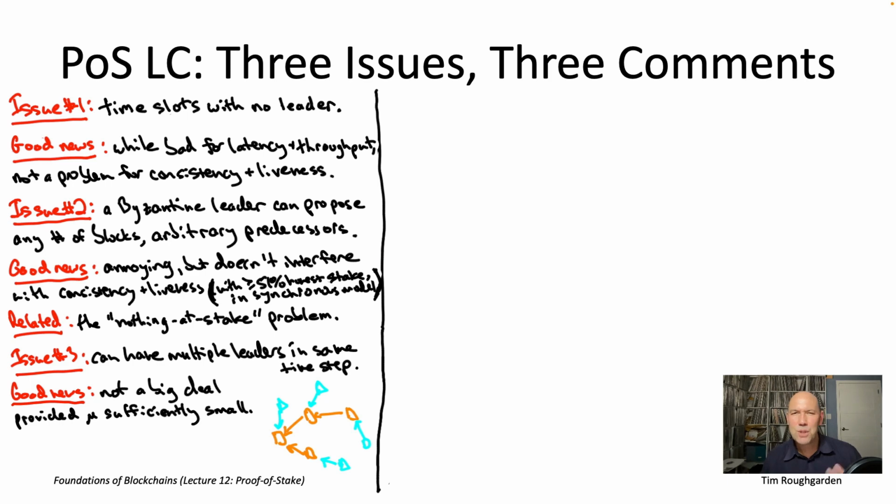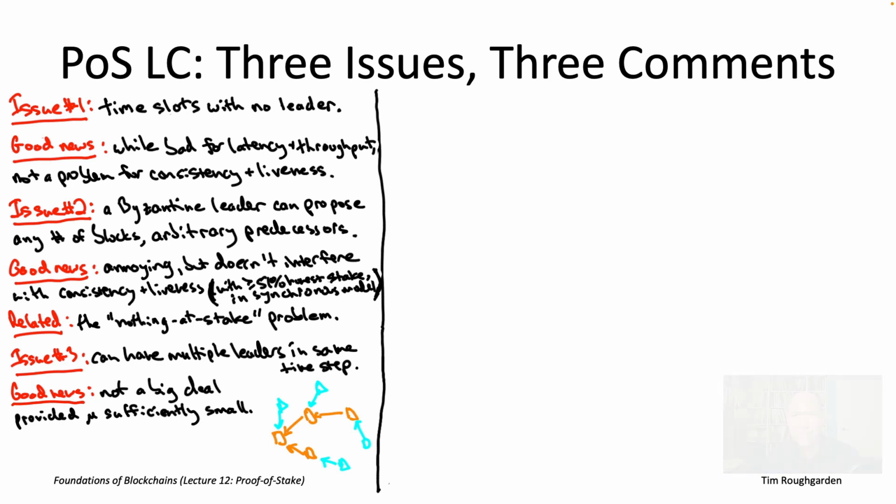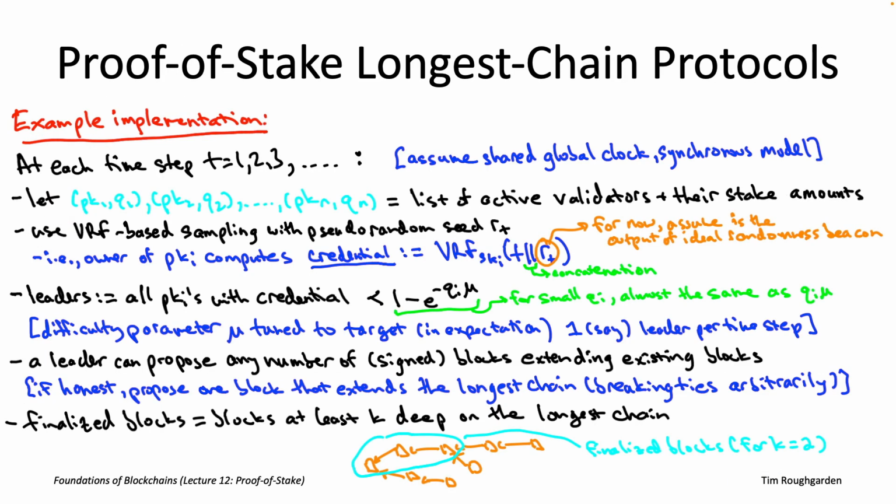Now, what was mu again, you might be asking? Mu is one of the 2 parameters that showed up in our formula for our thresholds, right? When we ask the question, how small does a credential have to be before it qualifies as a leader of a time step, the threshold was a function of the stake amount Q sub i. With higher stake amounts, you want higher thresholds, so it's easier for your VRF output to be below that threshold, but then also on this difficulty parameter mu, right? And all of our approaches to Sybil resistance have had some kind of difficulty parameter.